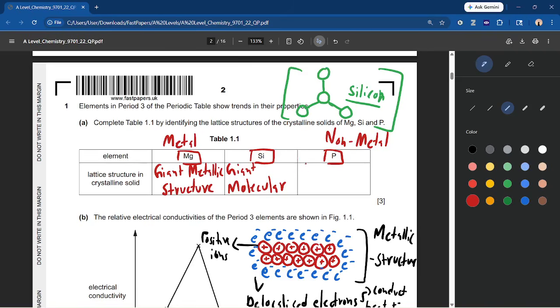Next, we've got phosphorus, and of course, very easy. This is going to be simple molecular.